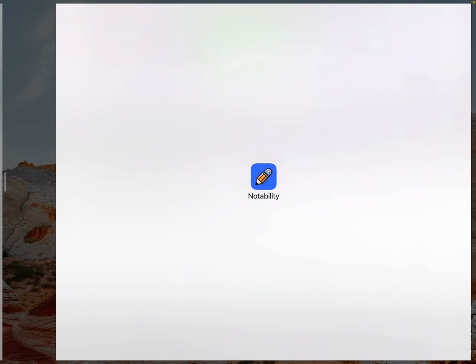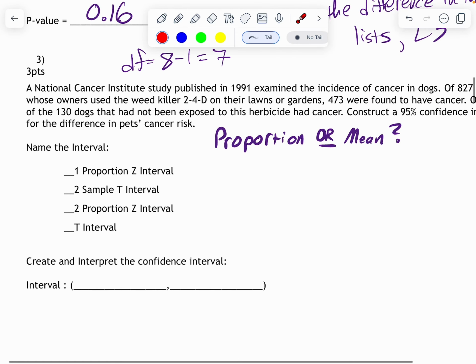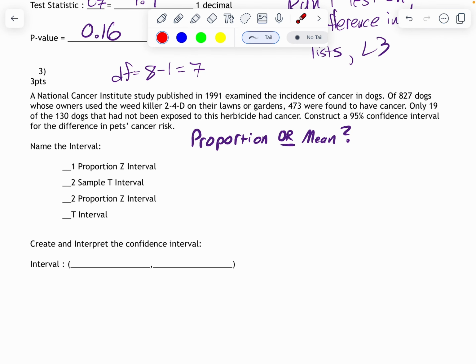Number 3, a National Cancer Institute published a study in 1991. They examined the incidence of cancer in dogs. Of 827 dogs whose owners used weed killer in the yard, I'm guessing in the grass on their lawns, in this sample, 473 had cancer.